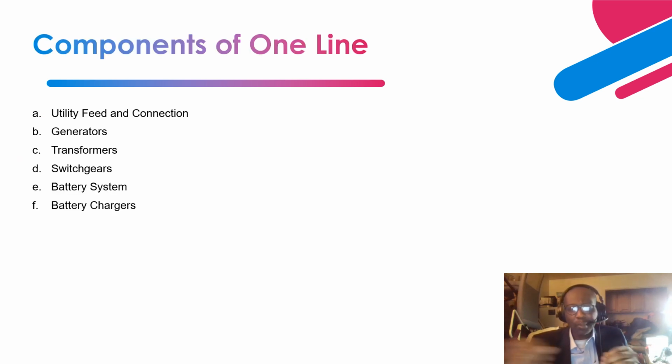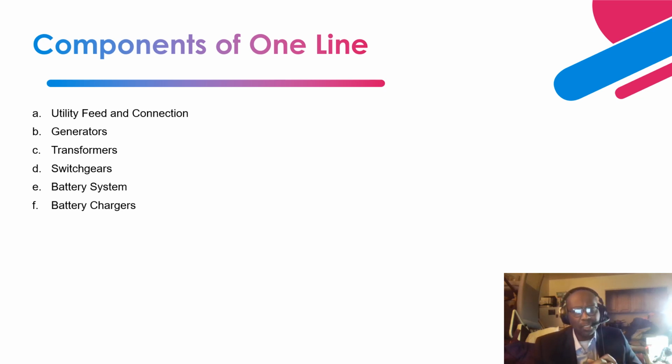Okay, so now let's talk about components of a one-line diagram. Like I indicated, a one-line diagram is the simplest representation of all the components that are integrated in a generation facility, a transmission facility, a medium voltage facility, or a low voltage facility, right? It also has symbols that explain what those equipments or representations mean.